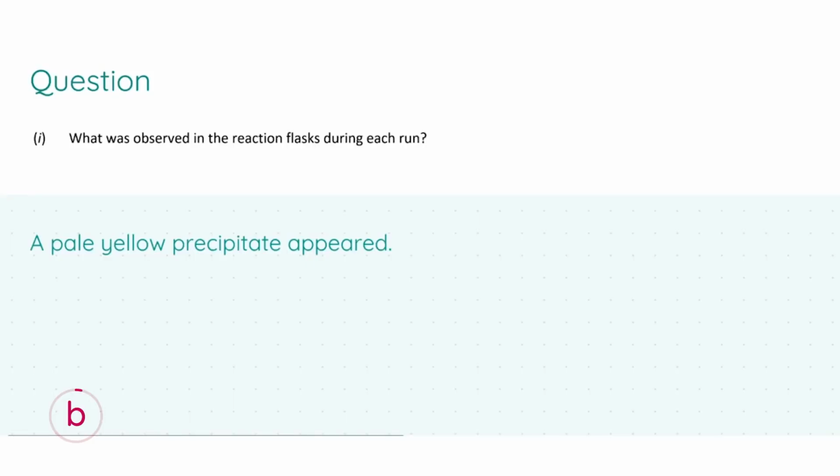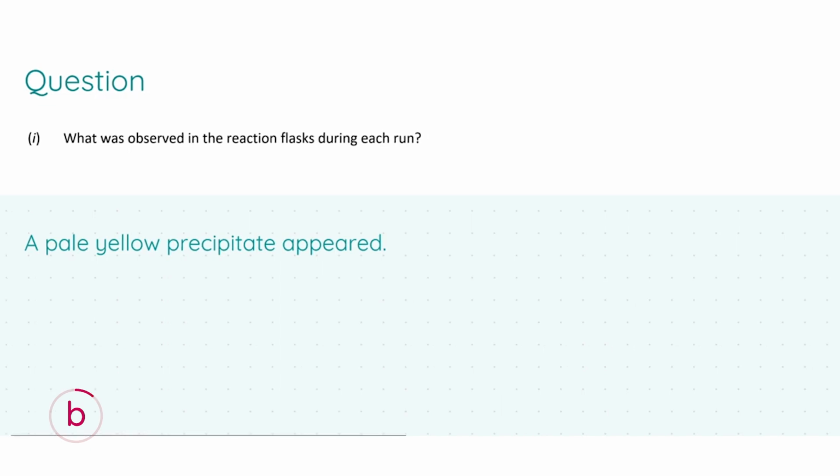So what was observed in the reaction flasks during each run? This is basically just, if you're looking at it, you're not a scientist, you're not even studying chemistry at all, what is actually happening? And anyone can tell you that when you're mixing them, a pale yellow precipitate will appear. So you're going to get 3 marks for this. You will also get your 3 marks in this question if you say that a cloudiness appeared, or an off-white colour, or a cream colour precipitate appeared. So you're literally just saying what you're observing.